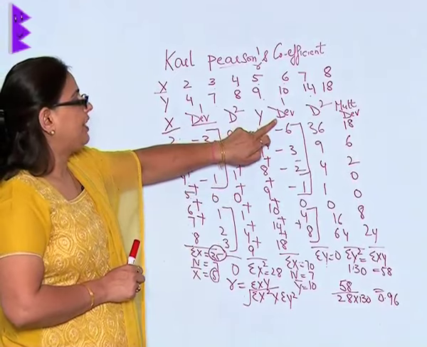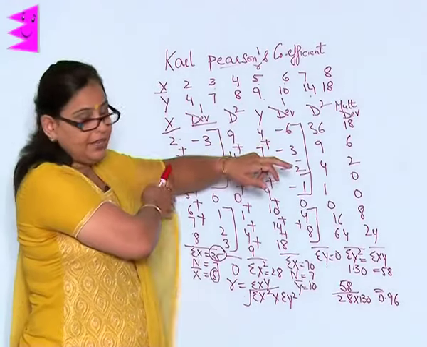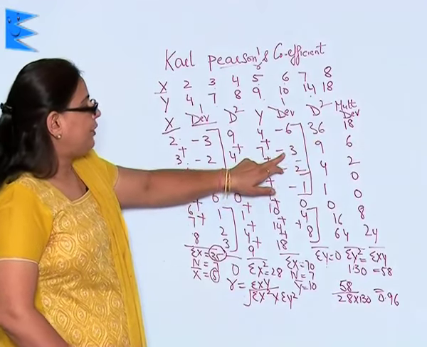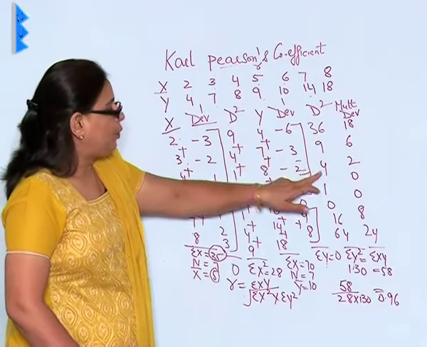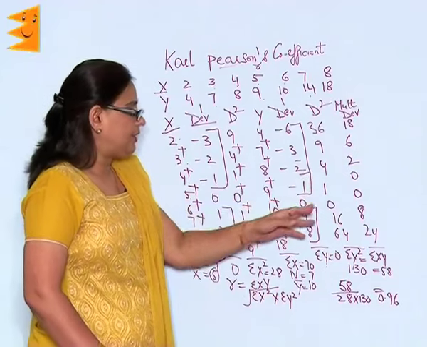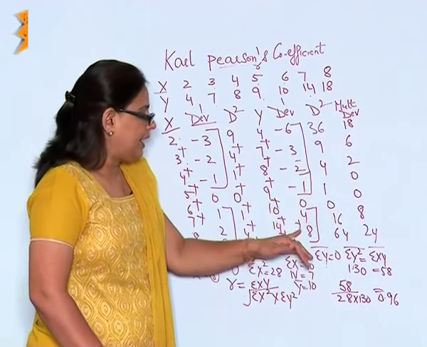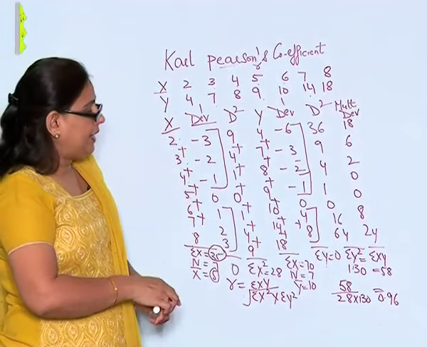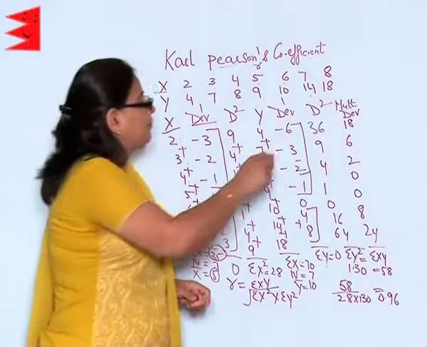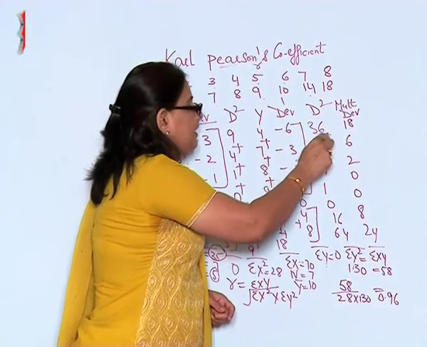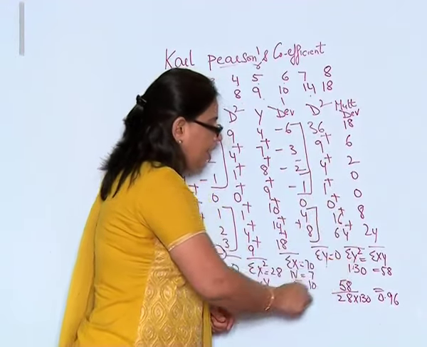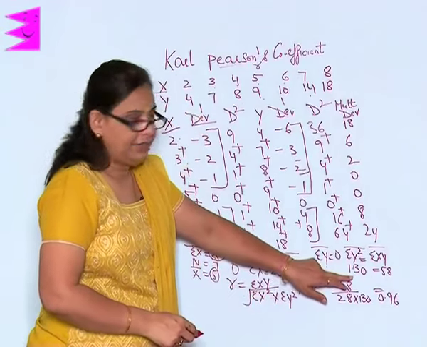When I draw the deviation square, I forget the positive and the negative signs. 6 into 6 is 36, 3 into 3 is 9, 2 into 2 is 4, 1 into 1 is 1, 0 is 0, 4 into 4 is 16 and 8 into 8 is 64. Now to get my sigma y square, 36 plus 9 plus 4 plus 1 plus 0 plus 16 plus 64 is going to give me 130.